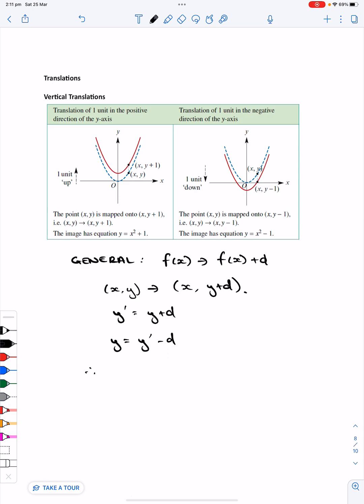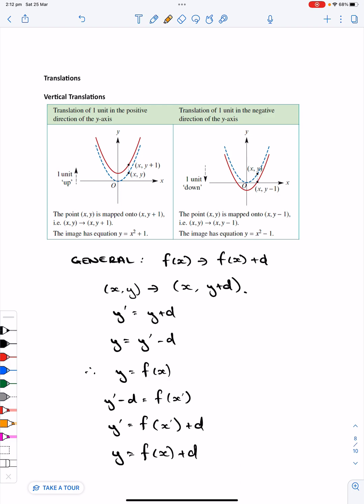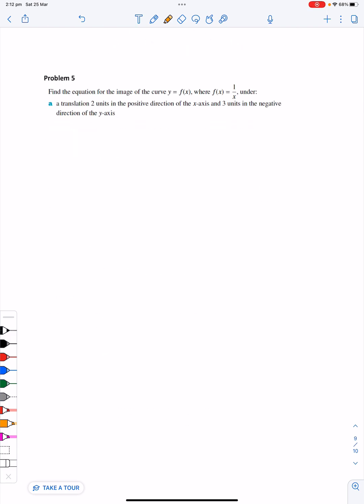Now, if I deal with y equals f(x), and substituting, y minus d equals f(x image), and y image by itself equals f(x image) plus d, and we say y equals f(x) plus d in our transformed form, and this expression is the same as our general expression. Okay, so let's have a look at some questions.